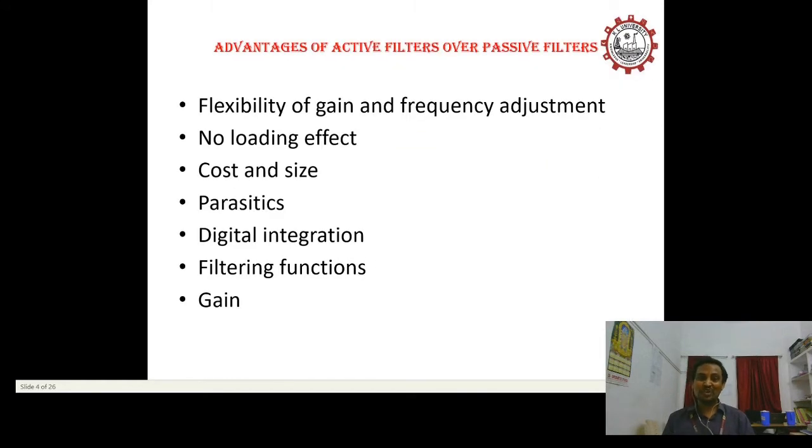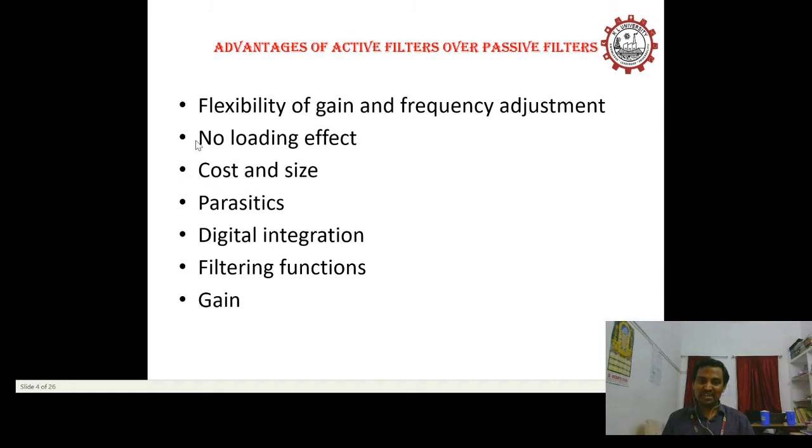Now let us see the advantages of active filters over passive filters. The first advantage is the flexibility of gain and frequency adjustment. Generally we use an operational amplifier, and for that operational amplifier we can adjust the gain. Another advantage is there is no loading effect, because it has a high input impedance and a low output impedance.